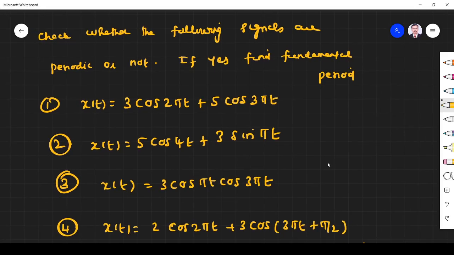Hi students, welcome to the problem solving session on periodic signals. So we have to check whether the following signals are periodic or not. If yes, find the fundamental period. Here you see all the signals are composite signals.